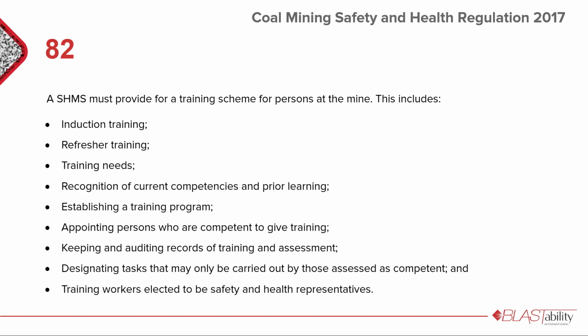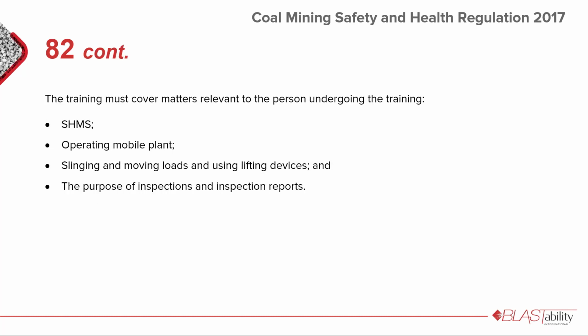82. An SHMS must provide for a training scheme for persons at the mine. This includes induction training, refresher training, training needs, recognition of current competencies and prior learning, establishing a training program, appointing persons who are competent to give training, keeping and auditing records of training and assessment, designating tasks that may only be carried out by those assessed as competent, and training workers elected to be safety and health representatives. The training must cover matters relevant to the person undergoing the training: SHMS, operating mobile plant, slinging and moving loads and using lifting devices, and the purpose of inspections and inspection reports.